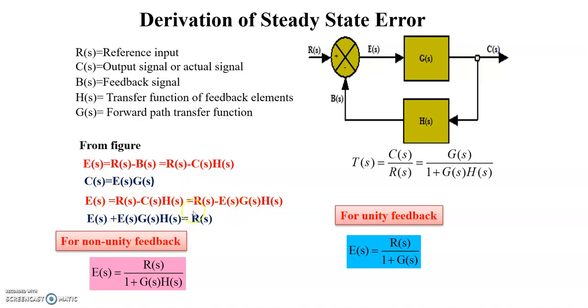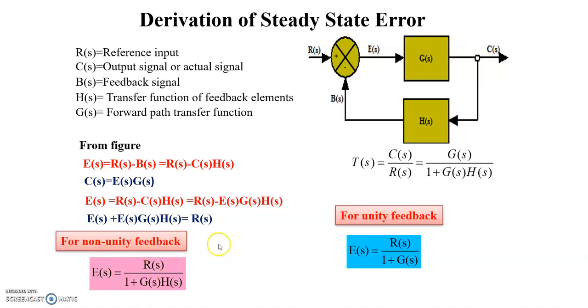So you can take the E of s on one side, so E of s plus E of s into G of s H of s equal to R of s. You can take E of s common from these two terms and get it outside. So (1 plus G of s into H of s) into E of s is equal to R of s. What is E of s? E of s is R of s by 1 plus G of s into H of s. This is for unity feedback.